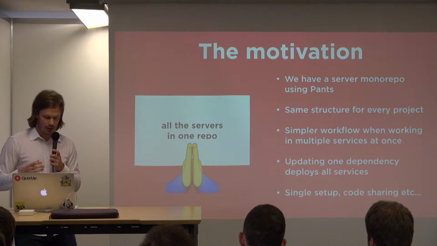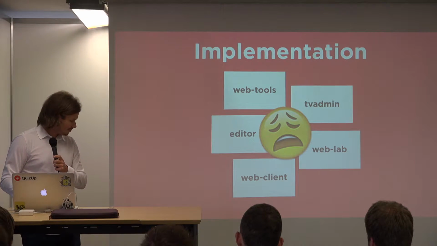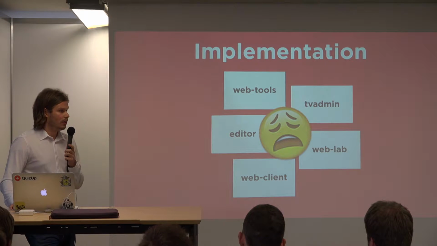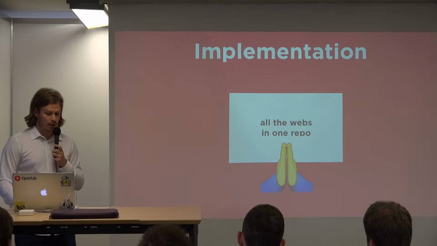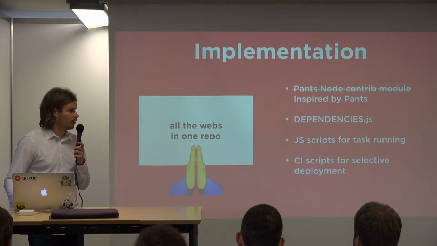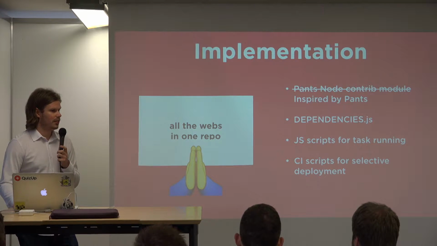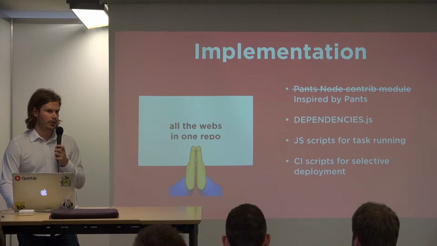And this was our motivation to do the same thing for the web, because we have a full stack team, so we work on both server and web code. And we hated that the server code was nicer to work on. We wanted the same thing. So we wanted to go from this over to this. And how we did that was, we thought about using Pants, because we used it in the server monorepo. But the Node construct module for Pants isn't really good. And we weren't willing to sacrifice any of the developer experience we had already.